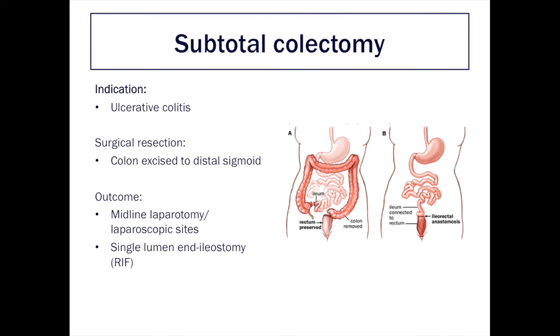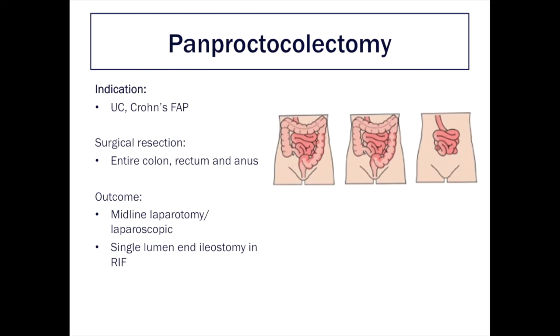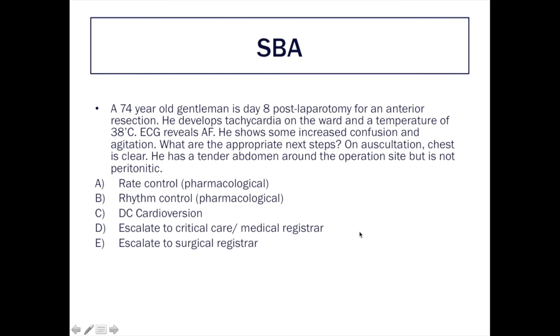So to finish off, I'll quickly be discussing colectomies. Ulcerative colitis only affects the colon, so you can remove the entire colon. This can be a subtotal colectomy up to the distal sigmoid, and a temporary or permanent end ileostomy can be formed, followed by a second surgery about 12 weeks later to restore continuity. Or you can perform a panproctocolectomy and create a permanent end ileostomy.